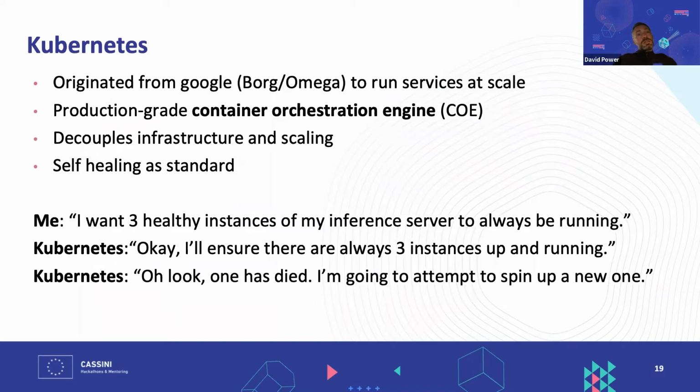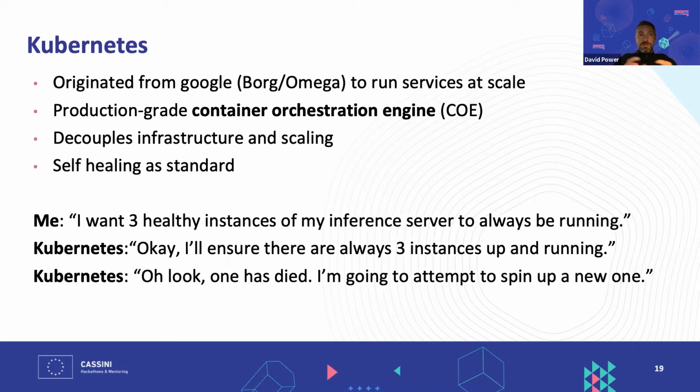The last one we're going to look at now is Kubernetes. Once you've got this concept of an application and container, what needs to be done to orchestrate and run that application out in the respective cloud environment? Kubernetes originated from Google, and it was designed to run services at scale within their cloud environment. It's a production-grade container orchestration engine.